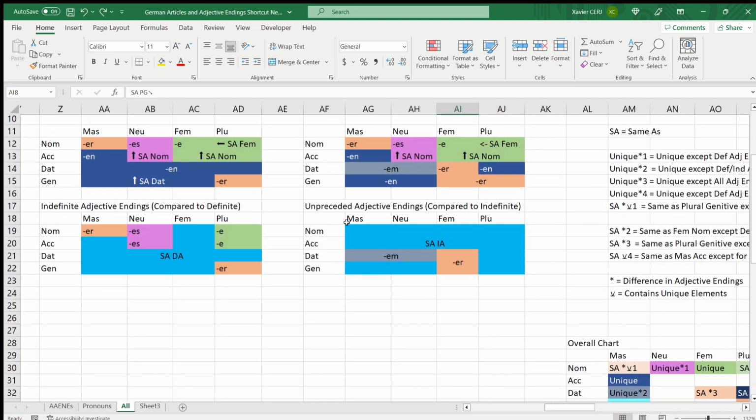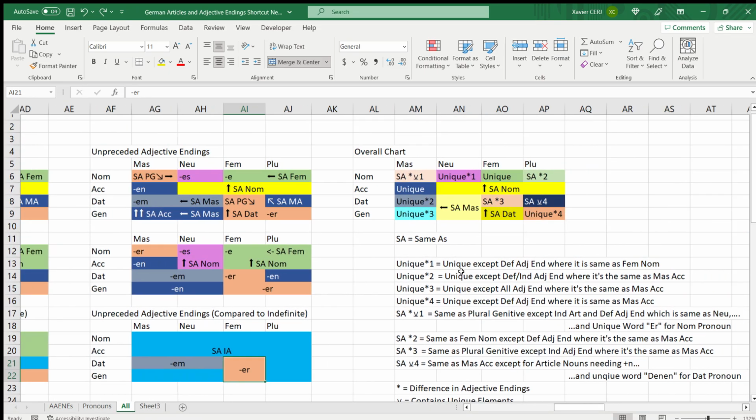And then this is the compared to indefinite. As you can see, the only two that have changed are the dative masculine and the feminine dative. So the masculine dative, and correspondingly the neuter dative, because it's always the same as the dative masculine, that changes, and the feminine genitive, which is always the same as the feminine dative, changes.